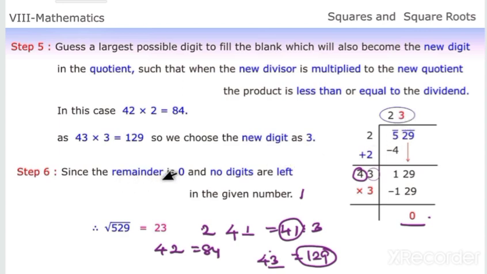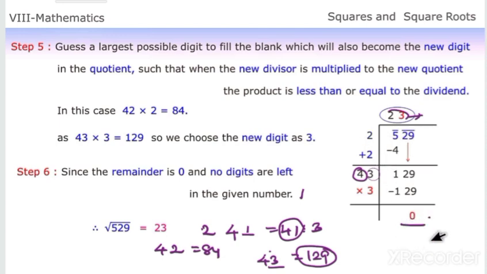Since the remainder is 0 and no digits are left, the quotient part, 23, is the square root of 529. I hope you understood these basic steps to find the square root of a number by the division method.